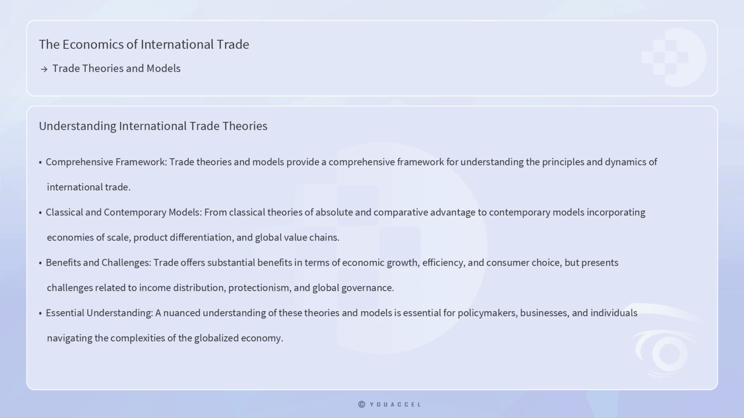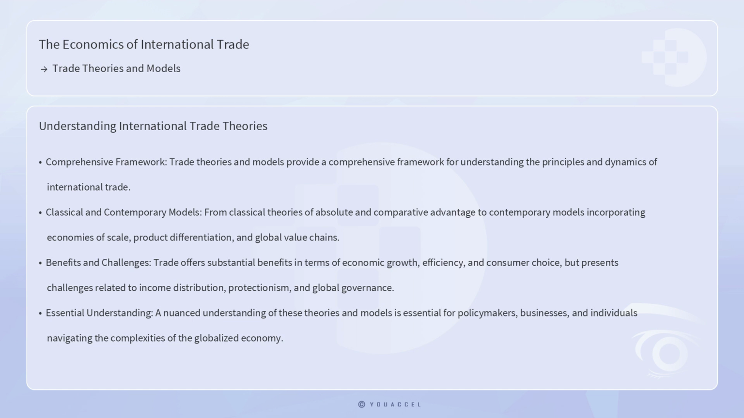In conclusion, trade theories and models provide a comprehensive framework for understanding the principles and dynamics of international trade. From the classical theories of absolute and comparative advantage to contemporary models incorporating economies of scale, product differentiation, and global value chains, these theories elucidate the multifaceted nature of global trade. While trade offers substantial benefits in terms of economic growth, efficiency, and consumer choice, it also presents challenges related to income distribution, protectionism, and global governance.